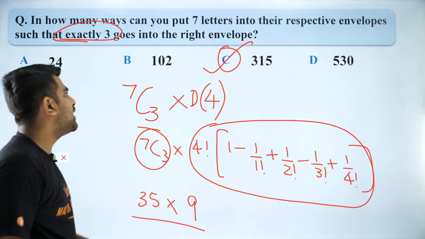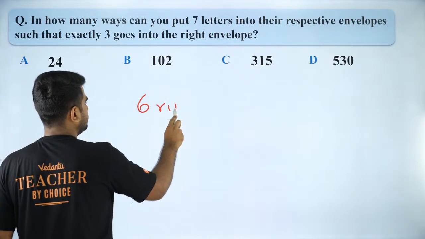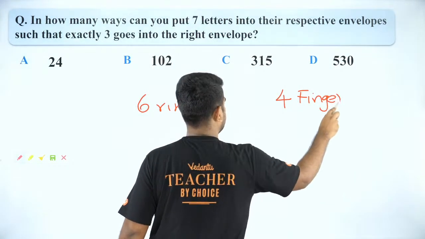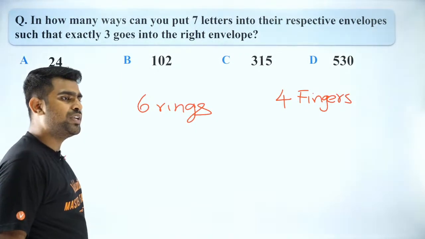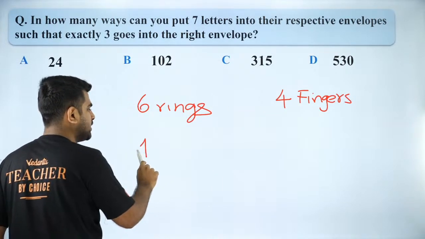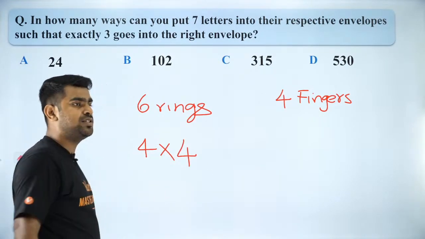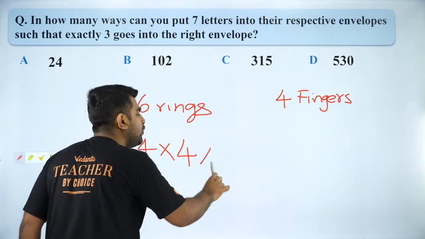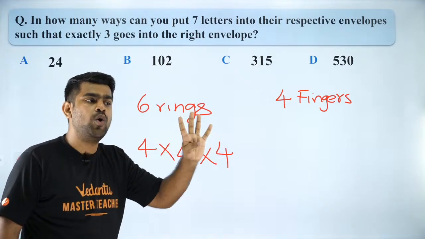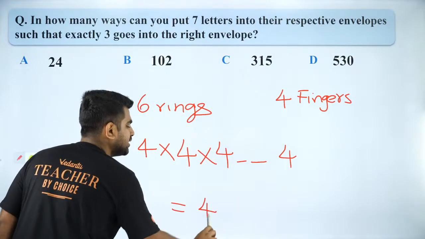Okay? So now coming to Mohammed's question. Mohammed was asking, sir, I have 6 rings and I have 4 fingers. In how many ways can I wear the rings? So Mohammed, you can take the first ring and you have 4 options for that. Understood? You can take the second ring and that will have 4 options. You can take the third ring, that will have 4 options. Every ring will have 4 options. So all of them will be multiplied. So that is why the answer is 4 power 6.